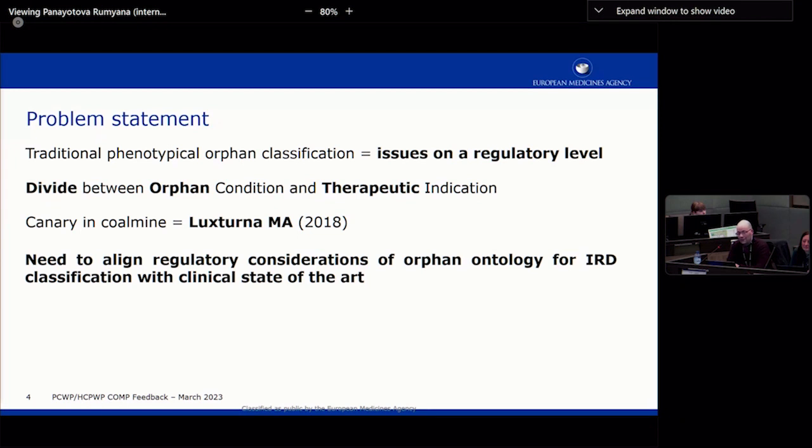But at the time when they passed by CAT and CHMP, they were actually told, because Luxturna is a viral vector that contains a functional copy of the RPE65 gene, they were told by CAT and CHMP, no, your indication should actually be treatment of IRDs caused by mutations in the RPE65 gene, which is scientifically the most correct, because that's what they're doing.